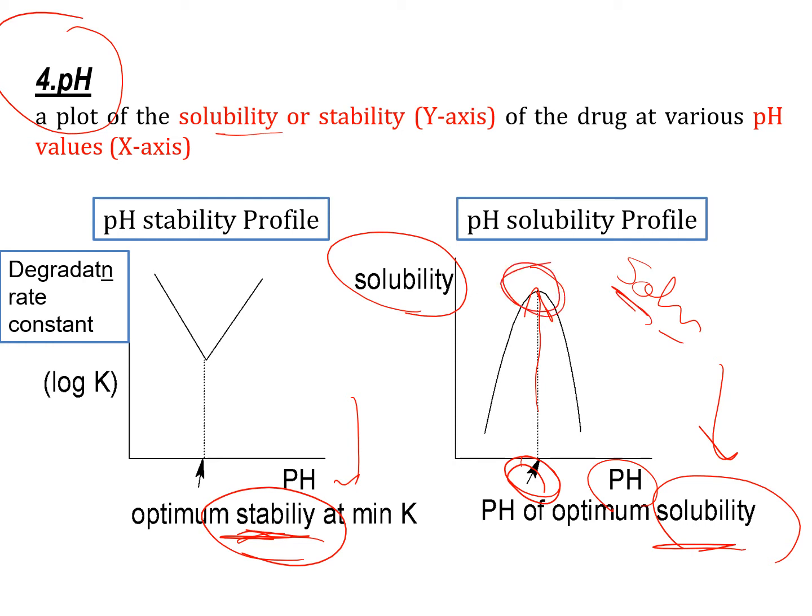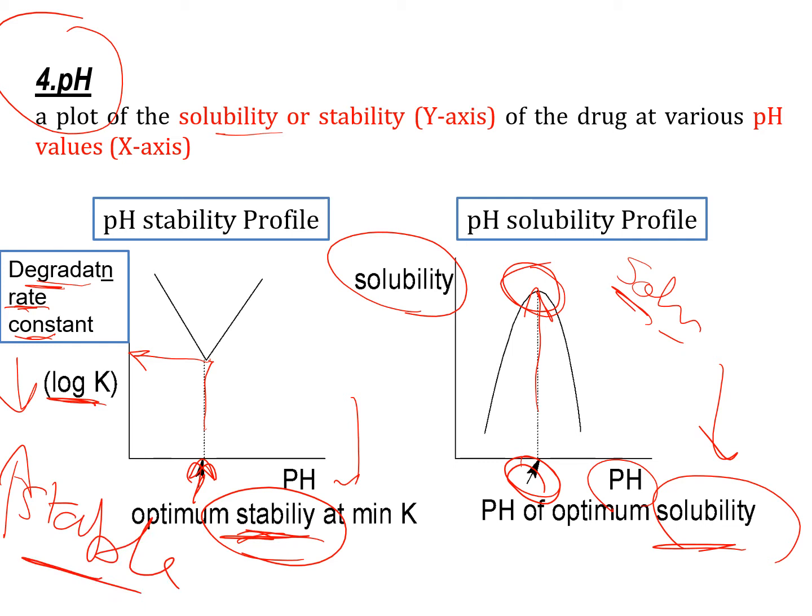Here on the left side, on the y-axis, it is not the stability, it is the degradation rate constant. So the lower the degradation rate constant, the higher the stability. So this point, this pH on the x-axis will lead to the lowest log K. If you have very low log K, it means the powder is very stable. So this is the pH of choice in terms of stability.